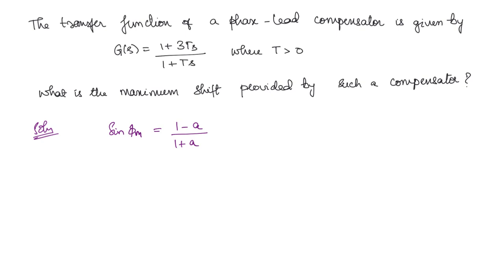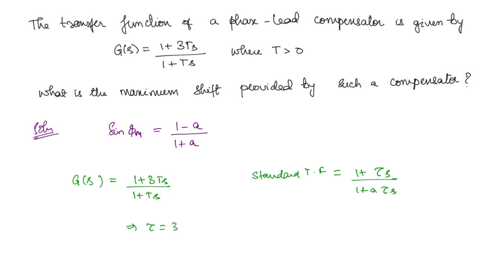So you compare the given transfer function with the standard transfer function. Here, since T is already taken in the given transfer function, we will take a different variable. So the standard transfer function we will take as (1 + tau s) / (1 + a tau s). So from here, tau is equal to 3T, and a tau is equal to T. So this will give you a is equal to 1 by 3, if you substitute tau is equal to 3T.